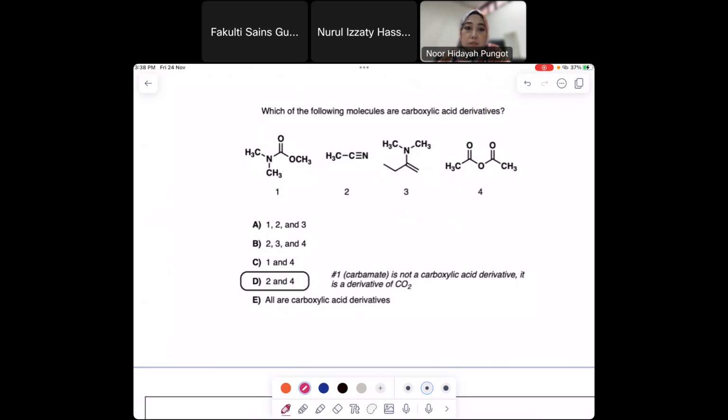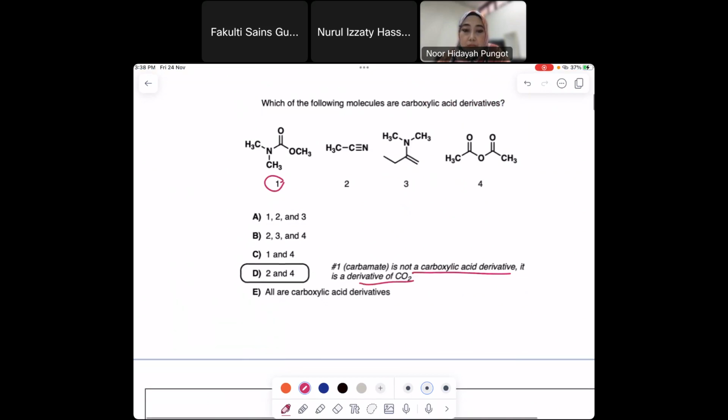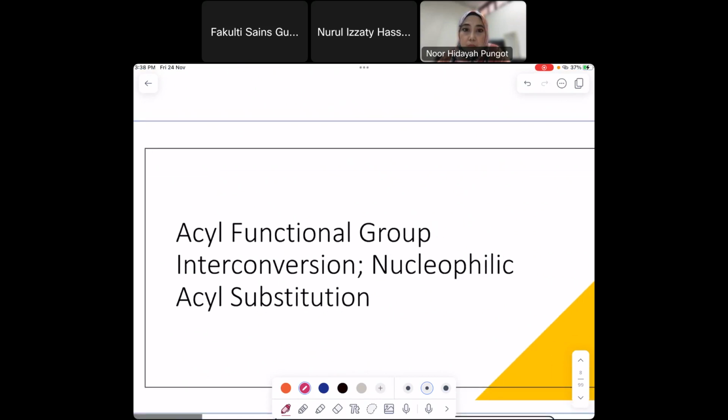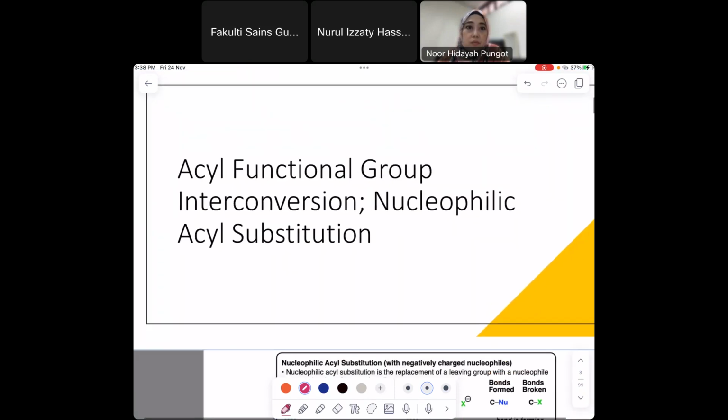So carbon number 1 is not carboxylic acid because it's a derivative of carbon dioxide. Carbon dioxide is coming from the carbamic acid. Okay, so yang tu dah memang at least the basic knowledge yang semua orang tahu what are the carboxylic acid derivative. Okay, so sekarang ni kita nak pergi kepada the main mechanism of this acyl functional group interconversion, which is based on this nucleophilic acyl substitution.